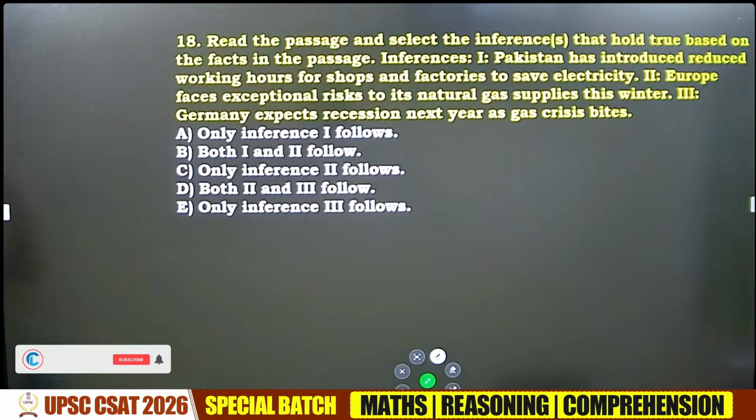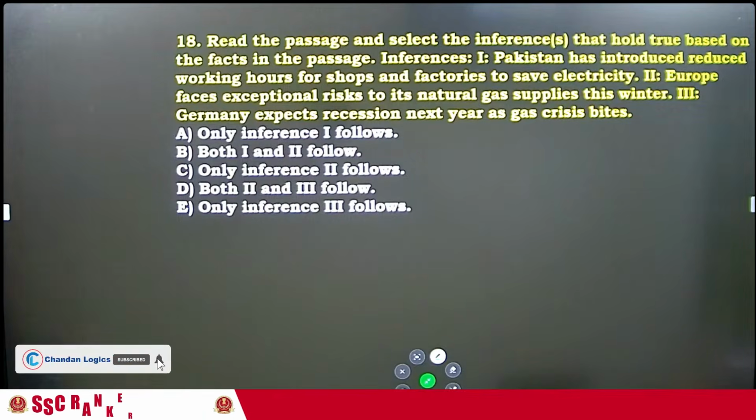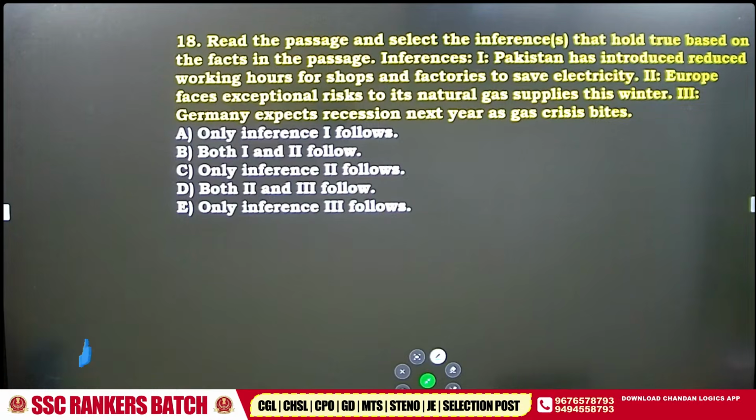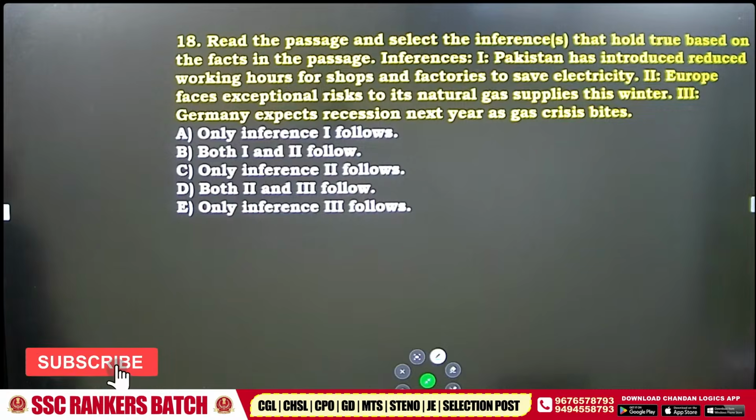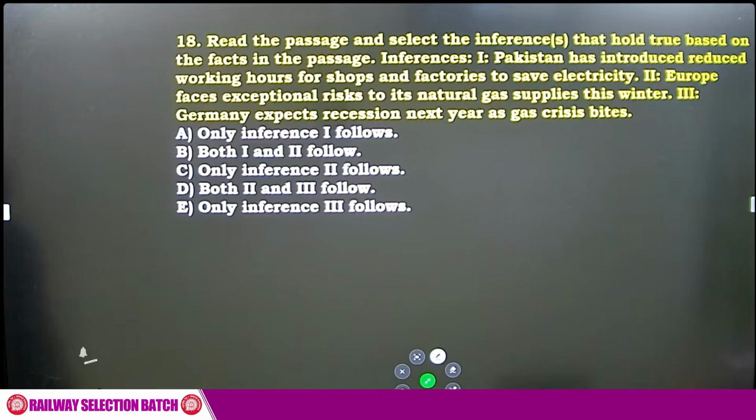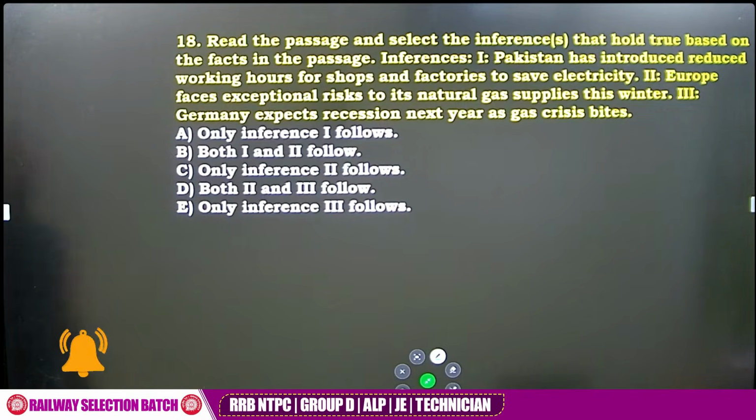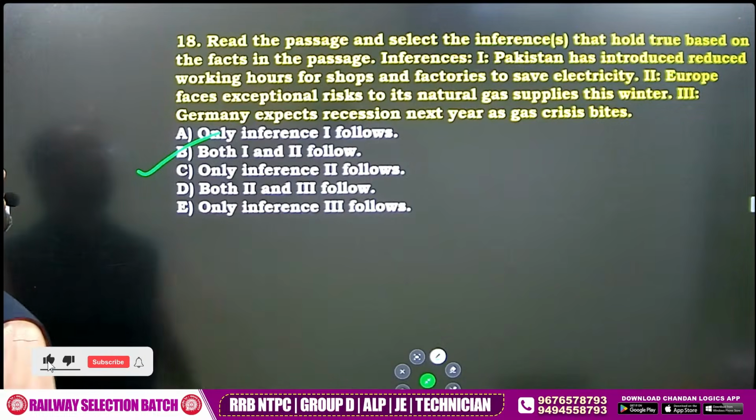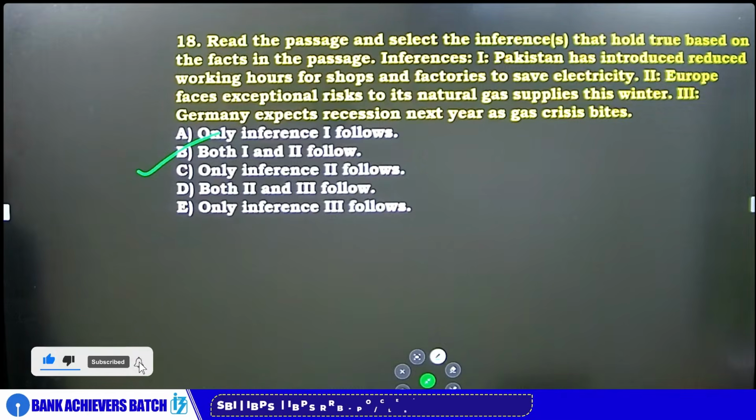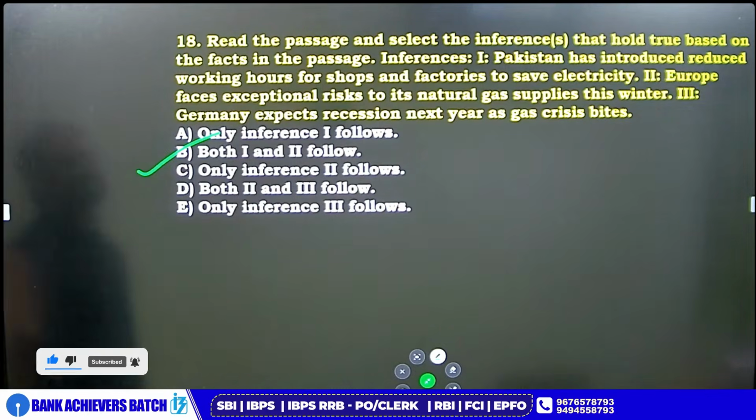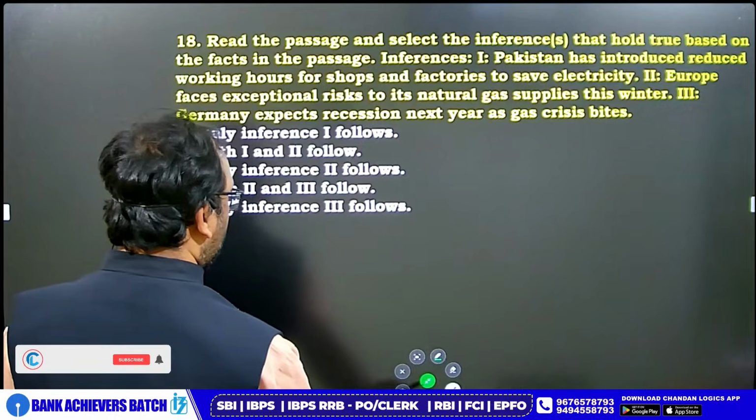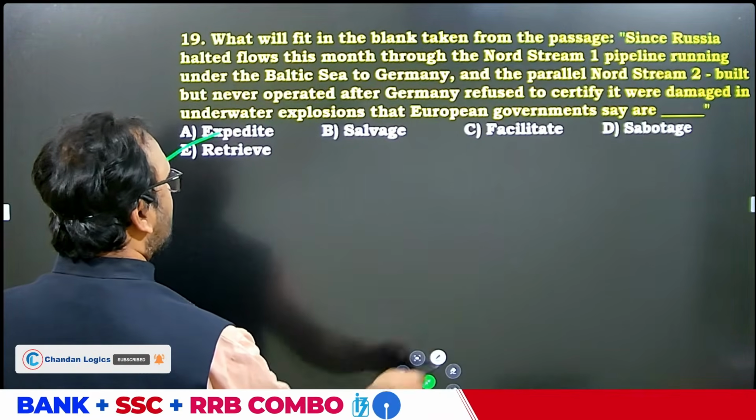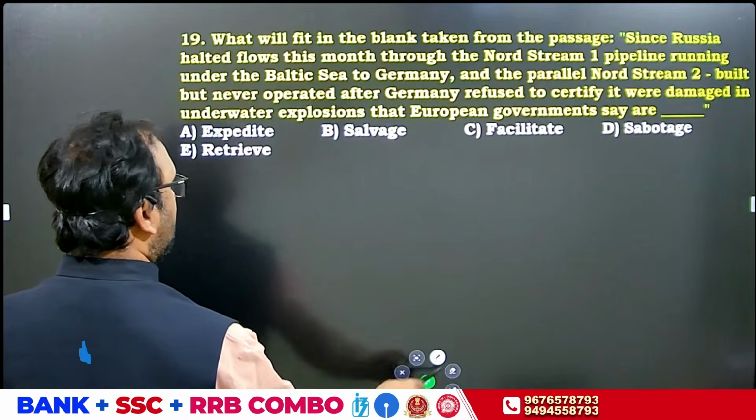Again, one more inference based question. Pakistan has introduced reduced working hours. Europe faces exceptional risks to natural gas. Germany expects recession next year. 1 and 2, my dear friends. So Pakistan introduced reduced working hours and Europe faces exceptional risks. So please read the paragraph after the session is over. And one last question here before we go to the next section.